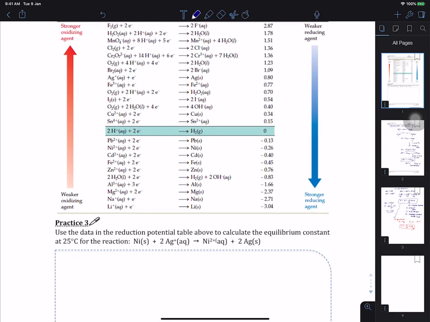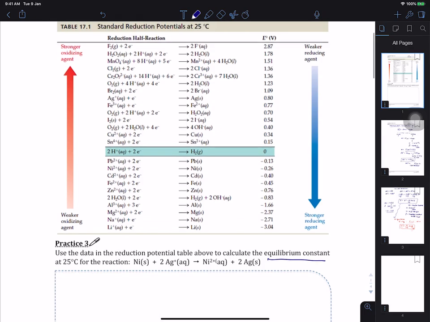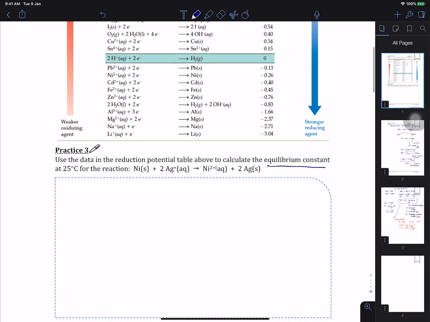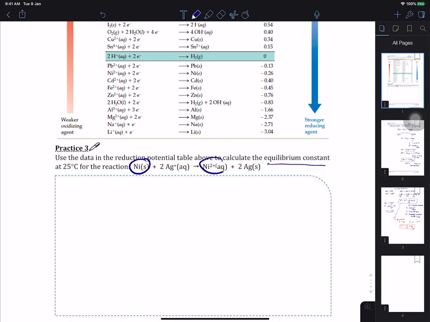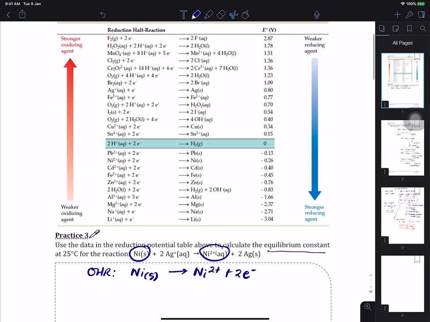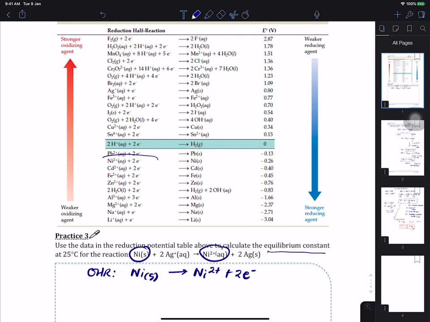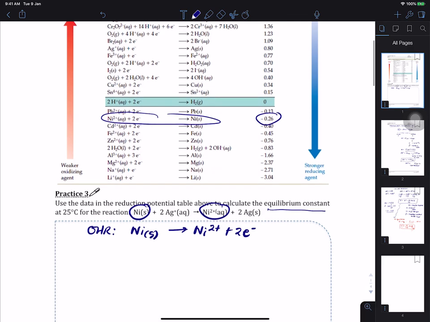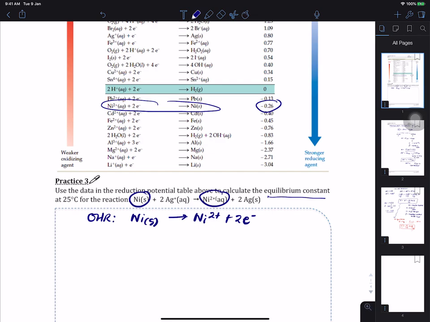It says here, use the data in the reduction potential table above to calculate the equilibrium constant at 25 Celsius for the reaction. So we already know how to construct a galvanic cell here. Nickel is oxidized to nickel 2+, so that will be our oxidation half reaction. We know that the nickel solid gets oxidized to nickel 2+, and 2 electrons have to be released. So if we look at our reduction potential table, this is a reduction in this case, so we flip the sign here because we're using this as an oxidation, so that's positive 0.26 volts.